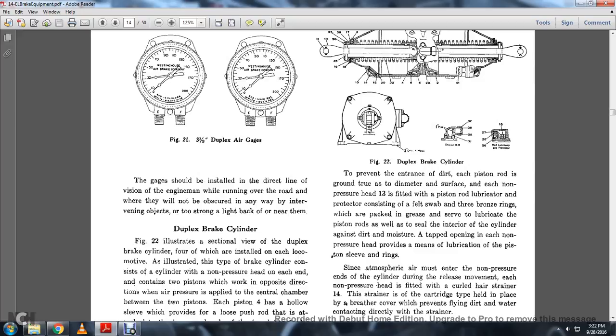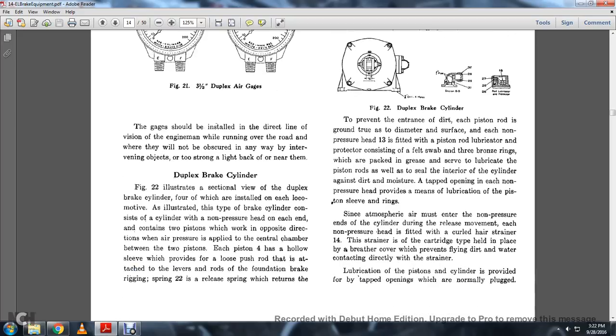To prevent the entrance of dirt, each piston rod is ground true to the diameter of its surface, and each non-pressure head, 15 and 13, is fitted with a piston rod lubricating protector consisting of a felt swab and three bronze rings, which are packed with grease to lubricate the piston rods as well as to seal the interior of the cylinder against dirt and moisture. A tapped opening on the non-pressure heads provides the means of lubrication of the piston sleeve and the rings. Atmospheric air must enter the non-pressure end of the cylinder during the release movement.